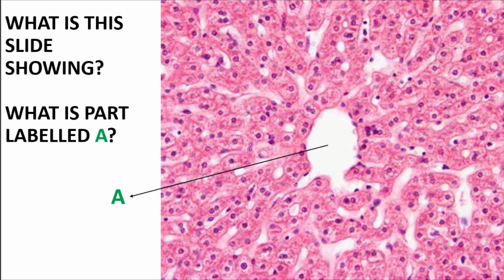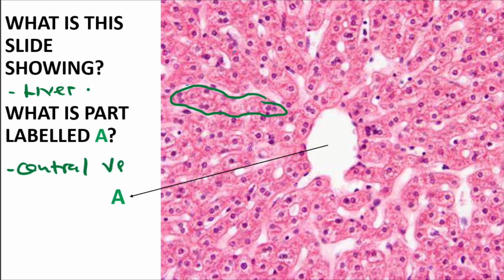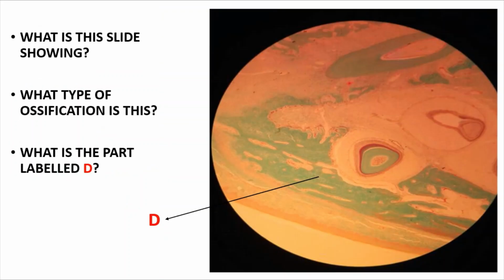All right. What is this slide showing? This slide is showing the liver. Why? Because you've got hepatocytes here. So those are hepatocytes. What is the structure labeled A? That is the central vein. What is the slide showing? This slide is showing the developing tooth.